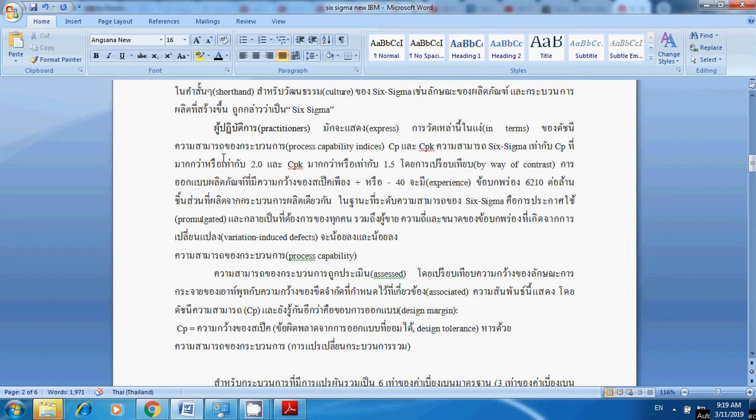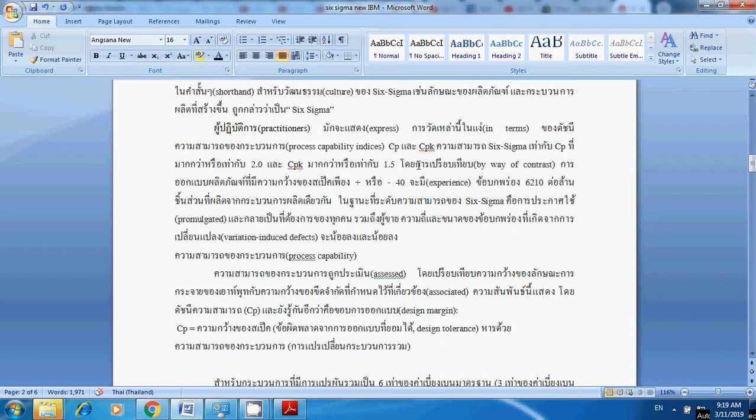Capability indices, or process capability indices, use the symbols Cp and Cpk. Six Sigma capability means Cp can be greater than or equal to 2.0, and Cpk can be greater than or equal to 1.5.